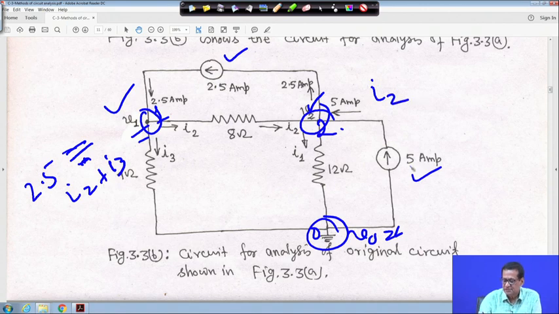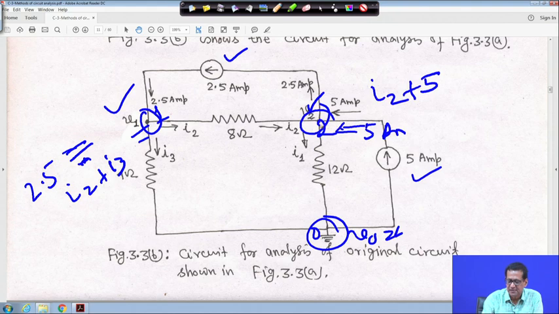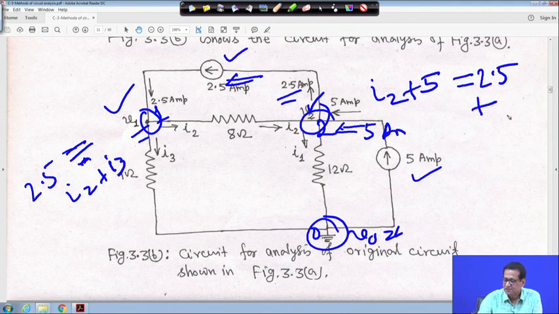So, this is I2, then this 5 ampere current also, this is a current source, this 5 ampere current also entering into node 2. So, it will be I2 plus 5; these two are incoming currents, entering into the node, and it is equal to this 2.5 ampere current. I have marked it here. That is leaving the node because the direction is this way, right, is equal to 2.5, and plus the right hand side, this I1.